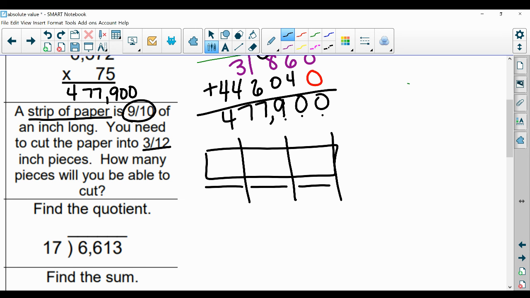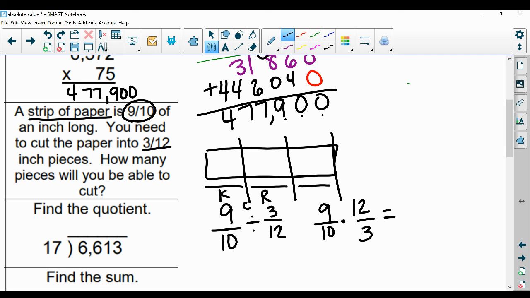So you have to ask yourself, what's being cut here? Is the 9/10 being cut here or the 3/12? It's the 9/10 being cut because that's the piece of paper. So that's what we start with: 9/10, because that represents the length of the paper which is being cut. And it's being cut or divided into 3/12 pieces. And so you should know by now when we divide fractions that we keep the first, change the sign, reciprocal. So keep 9/10, change the sign, reciprocal, and we multiply straight across.